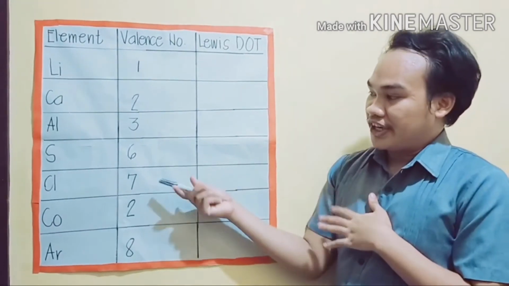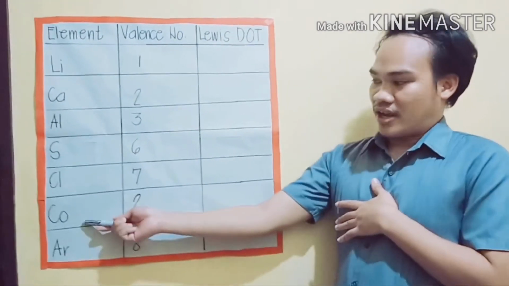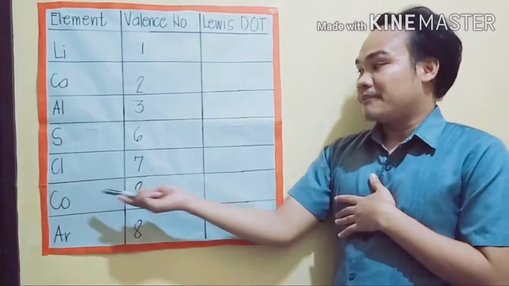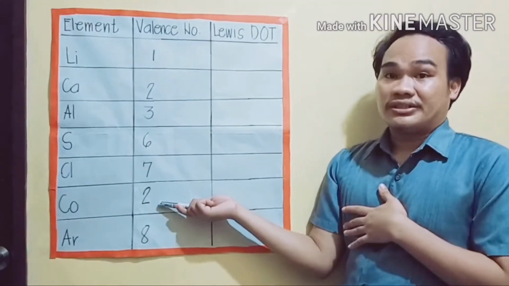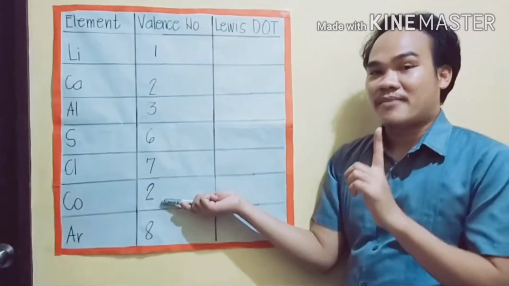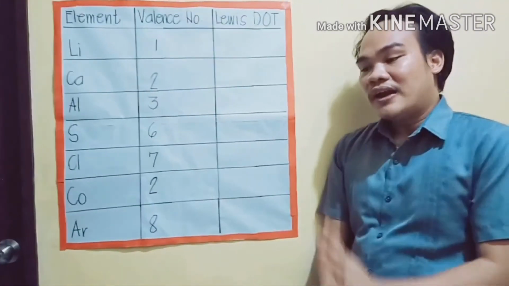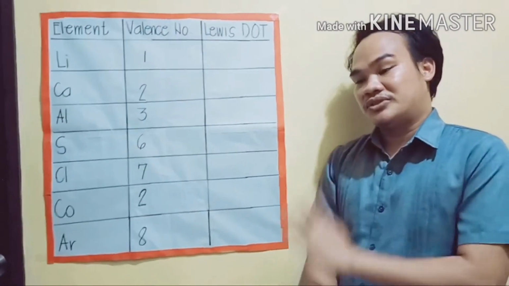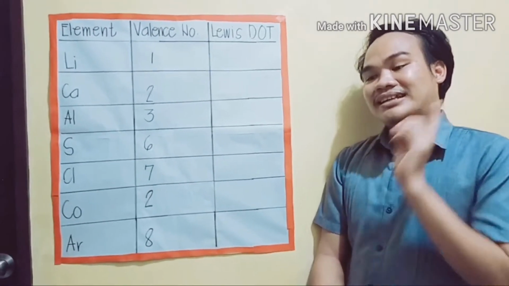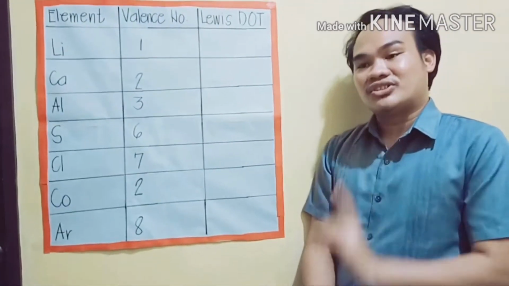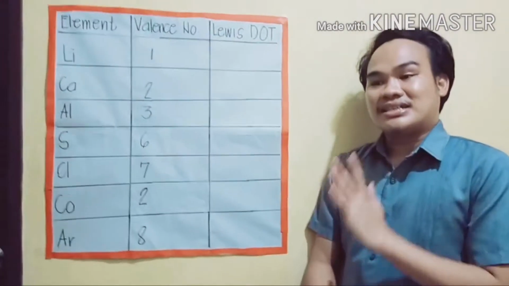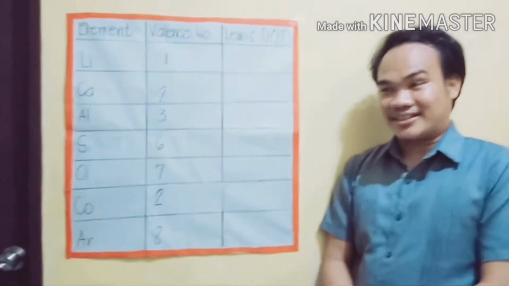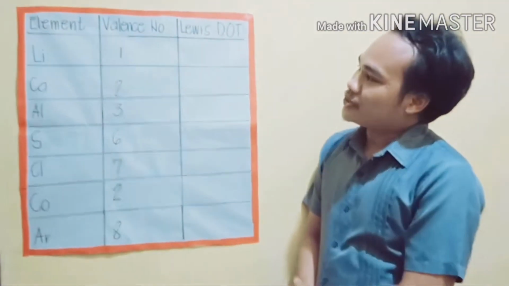Like for example, here in our sample, cobalt. Cobalt belongs to group number 9, but its valence electron count is 2. Always remember that. Not all valence electrons are equal to the group number. There are exemptions to the rule. Always remember that early transition metals and late transition metals vary in their valence electrons. Did you get it? So let's start with number 1.